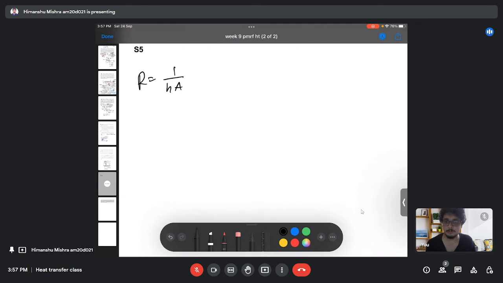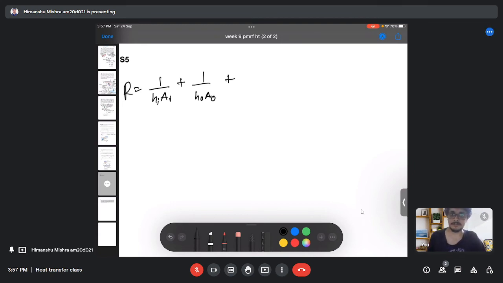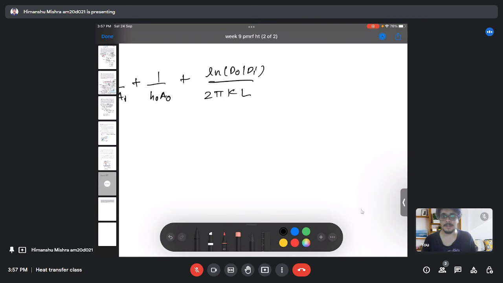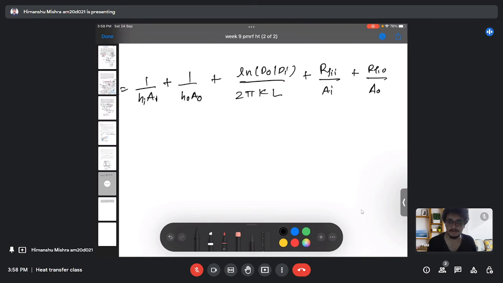So I can write down my resistance due to the internal heat transfer coefficient as 1 by Hi Ai. We know this, and I can write down the resistance due to the outer heat transfer coefficient similarly. This is my resistance due to the thermal conductivity of the steel. Since we have a cylindrical pipe, it will be the logarithmic form, and my resistance due to fouling factors. We are given outer and inner fouling factors, so it will be direct for the inner fouling factor, and this is for my outer. So this is my overall resistance.